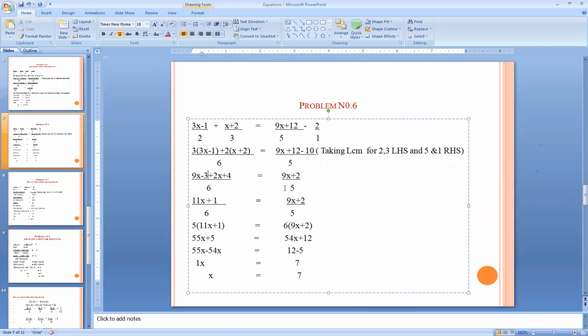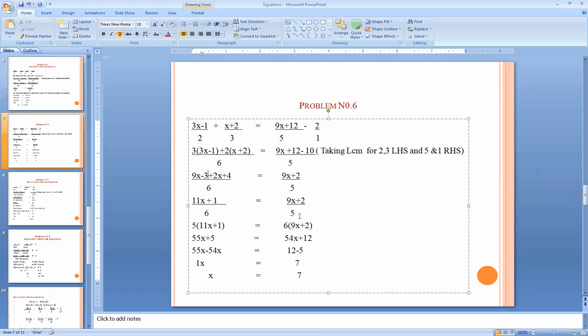On the right hand side there are no other fractions or numbers to add or subtract, already calculated in the third stage itself. So write it as it is, 9x plus 2 by 5. Nothing more can be done, so at that time we should go for cross multiplication. If you draw one x mark, you can see it very easily.